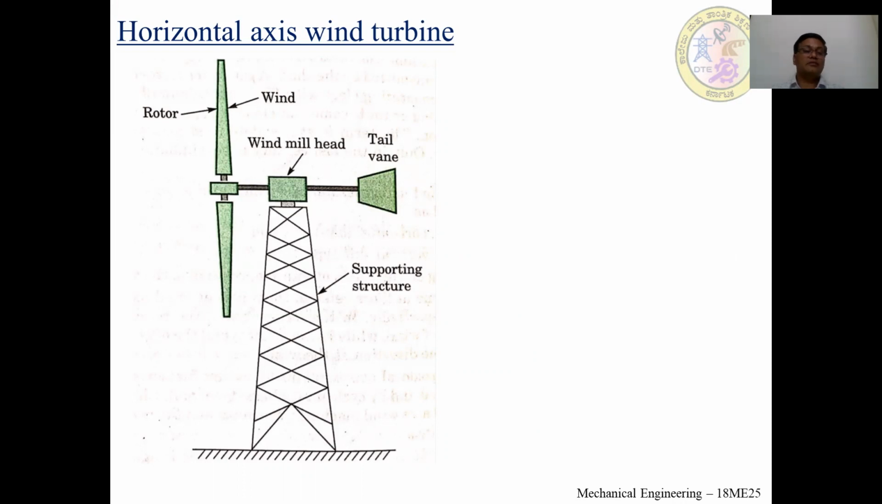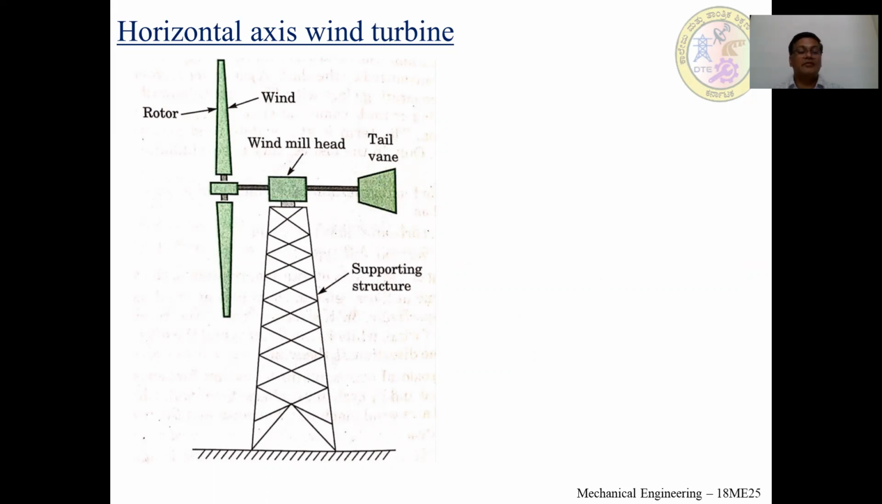This is the schematic of a horizontal axis wind turbine. These are the different components like rotor and windmill head, tail vane, supporting structure, foundation. And this windmill head includes other components or devices like gearbox, controller, and accelerometer. So first we'll try to understand the importance of each component. Then we will discuss the working of this horizontal axis wind turbine.